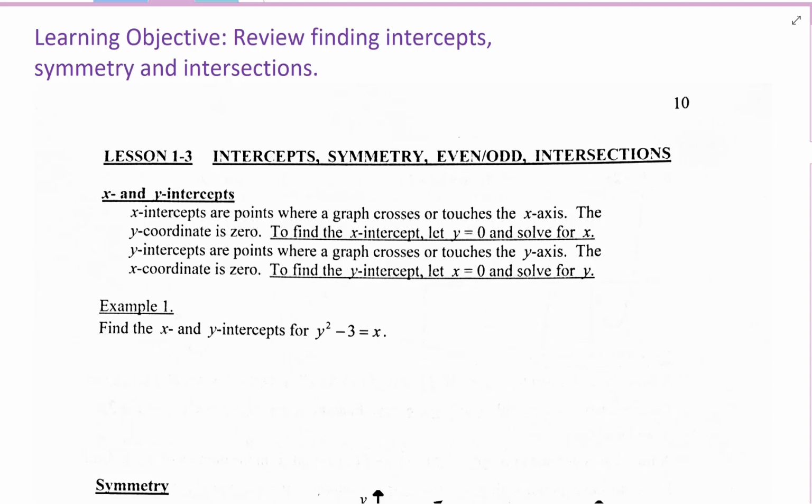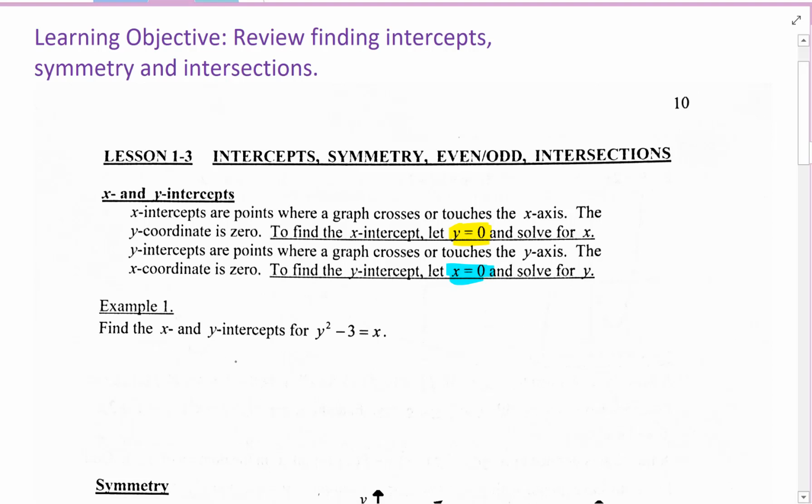All right, this video is mostly review information, but if you don't remember, don't feel bad, just pay attention. X and Y intercepts. To find an x-intercept, the y value is 0, so you plug in 0 for y. To find a y-intercept, you plug in 0 for x.